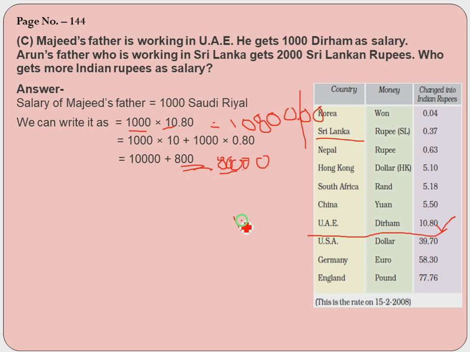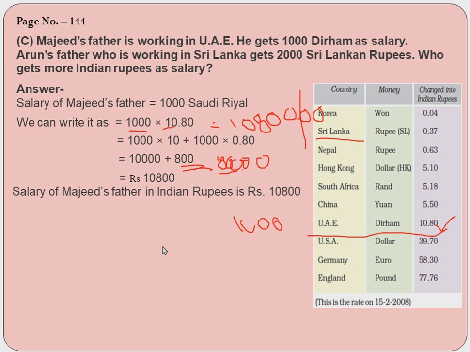Otherwise, what is the normal process? The normal multiplication you will be doing. Okay, children. Now this is 10,800. See, here only I told you 10,800. Once you know what is the process of doing, you can do it in this way, children. Directly you can put zeros and point and then find out the answer.